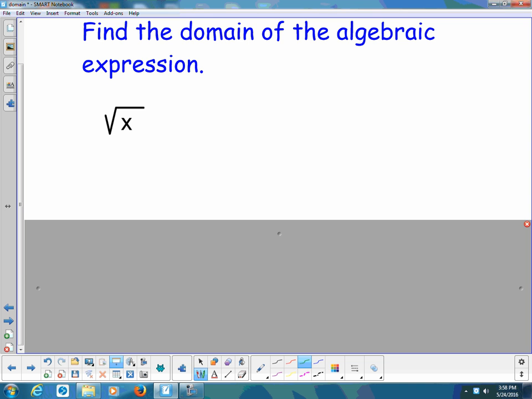So in this case, whatever's under the radical has to be greater than or equal to 0. So it's okay to take the square root of 0. It's okay to take the square root of 1/3, of 0.99, of 100. We can plug in anything that's greater than or equal to 0. So this would be our domain, but if we're going to write it in interval notation, we want to go from 0 all the way to positive infinity.